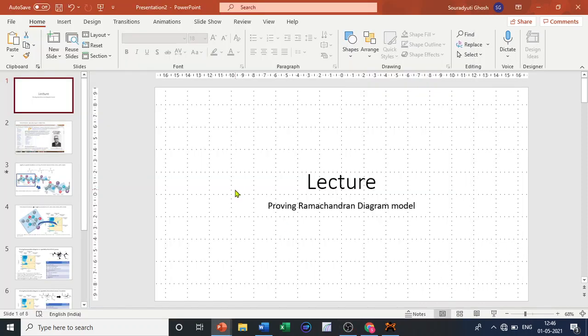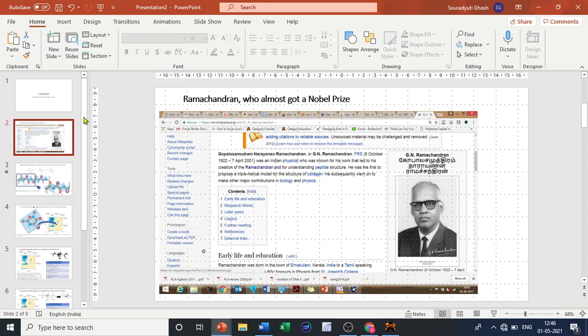Okay, so today's lecture will consist of understanding and proving Ramachandran's model. So let's first introduce who Dr. Ramachandran is. He was a physicist who worked on peptide structures, and he was the first to propose the triple helical model for collagen. He almost won a Nobel Prize, but I think he lost to Linus Pauling, who discovered the double helical structures of some of the proteins.